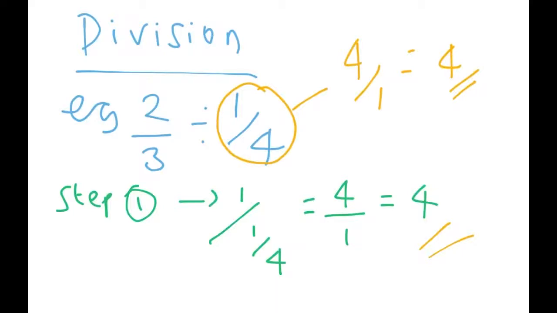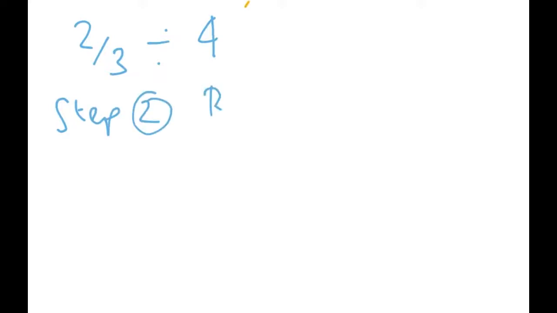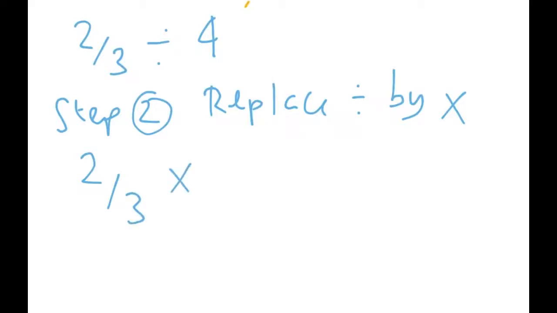So what do we have now? We have 2/3 divided by 4, or 4 over 1. So second step now. So step 2, replace the division sign by the times, or the multiplication sign. So we have 2/3 times 4 over 1 here. And now we know how to multiply fractions. We just multiply the top and we multiply the bottom. So 2 times 4 is 8, and 3 times 1 is 3.